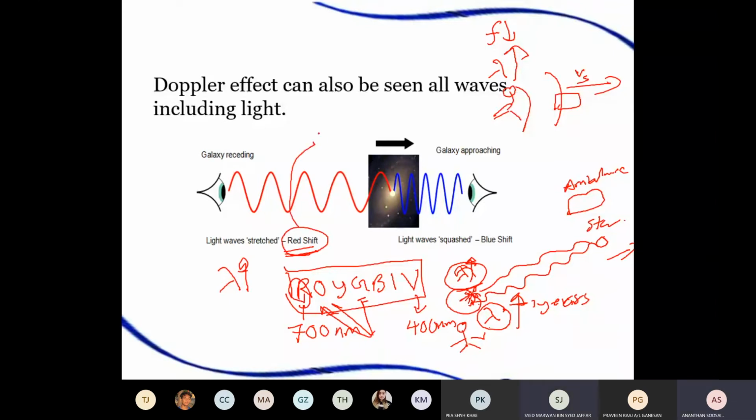When scientists see the word red shift, what do they understand? What is the conclusion they understand? The wavelength is getting longer. That's the meaning of red shift. It's a scientific term. Red shift means the scientists will understand that the wavelength is getting longer.